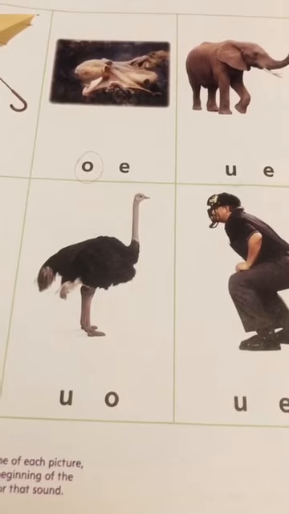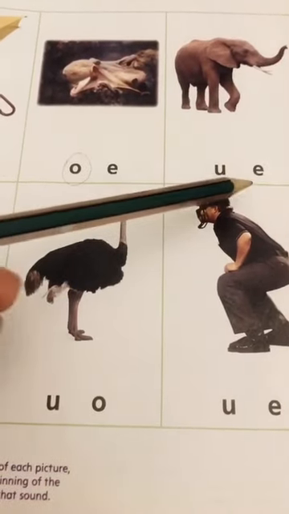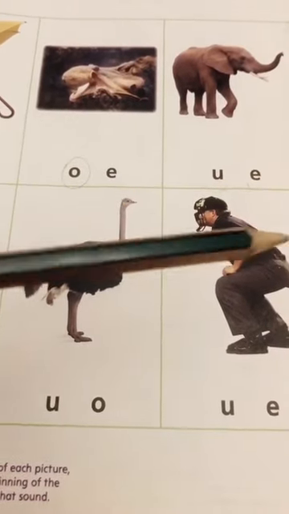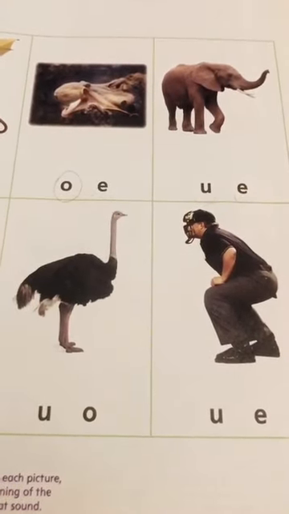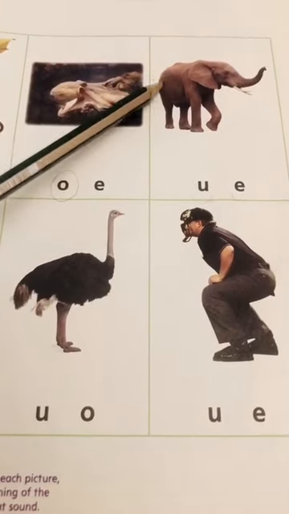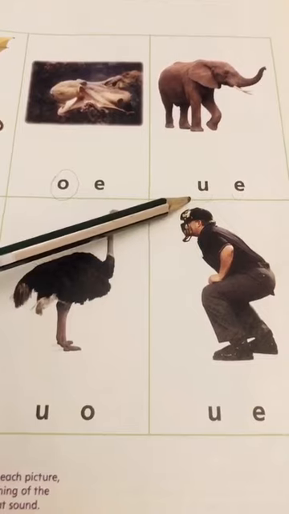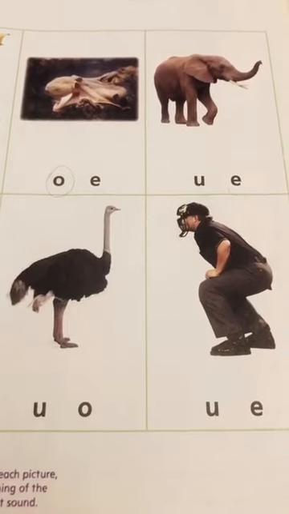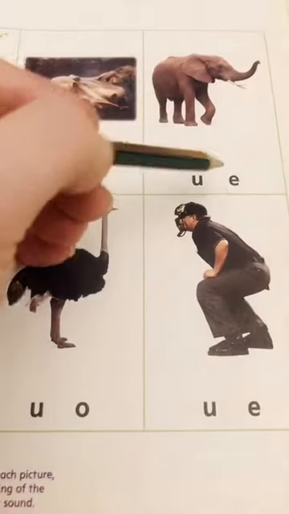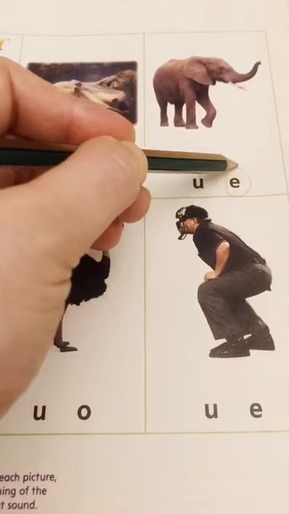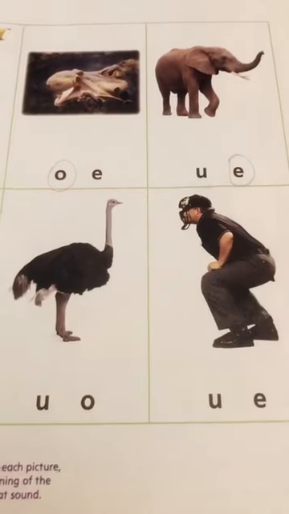A, a. Okay. And this letter? Letter E. What is the sound of the letter E? E, e, e. Okay. Now elephant begins with the sound a or sound e? E, e, elephant. Very good. Beginning with the sound e. And letter E gives us the sound e.